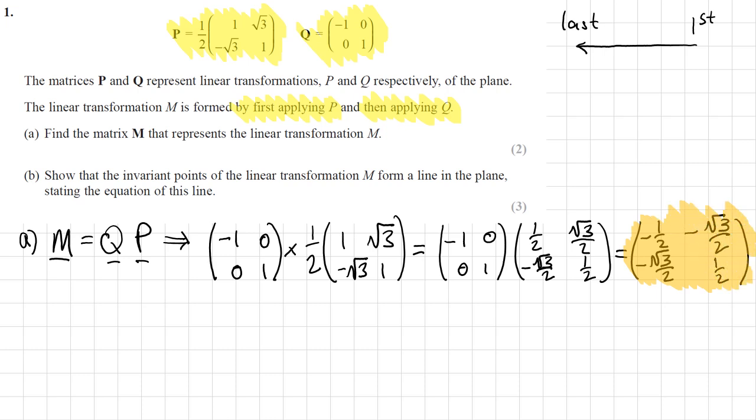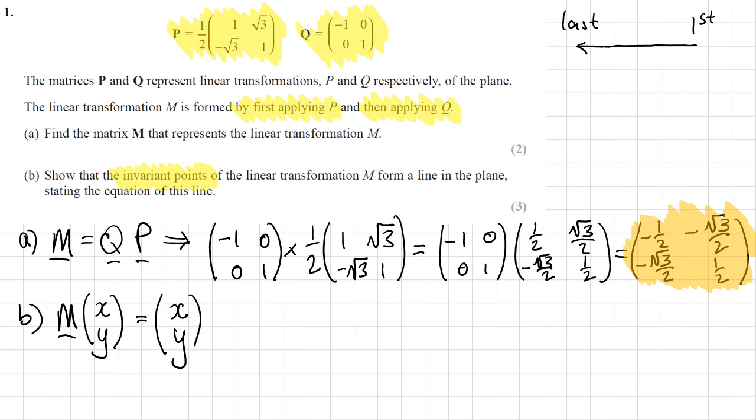Part B says, show that the invariant points of the linear transformation M form a line in the plane, stating the equation of this line. Invariant points are points which don't move. They keep the same position under a transformation. So what does that mean? That means when I apply the transformation M to a general set of points, I'll just call them XY, they are going to remain as XY. So let's set this up and see what we get.